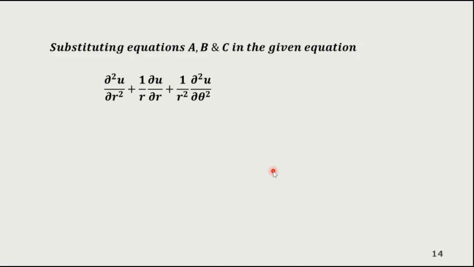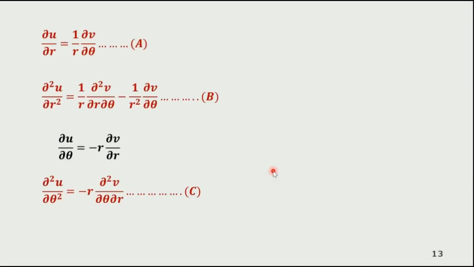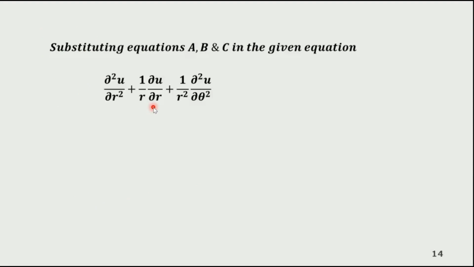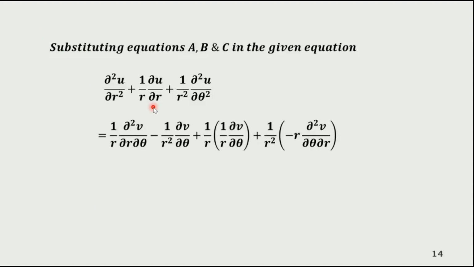यहाँ पे सब्स्टिट्यूट करना, ठीक है. ये तो गिवन इक्वेशन था, तो हमें ∂²u/∂r² चाहिए. What is ∂²u/∂r²? These two terms: (1/r) ∂²v/∂r∂θ − 1/r². यहाँ पे ये सब्स्टिट्यूट किया, ठीक है. फर्स्ट टर्म के लिए दो टर्म्स आ गए, ∂u/∂r, u_r is equal to (1/r)v_θ.